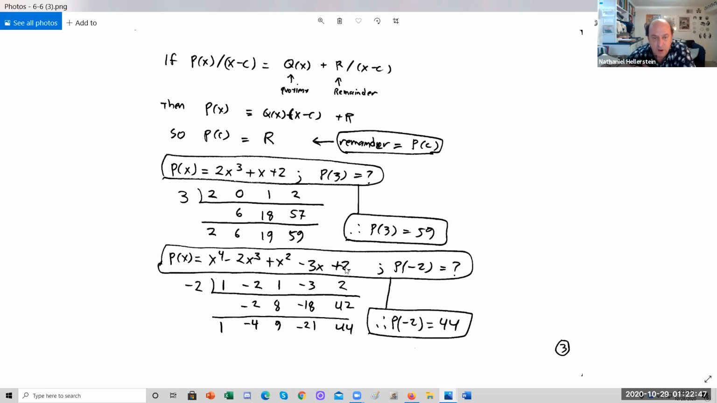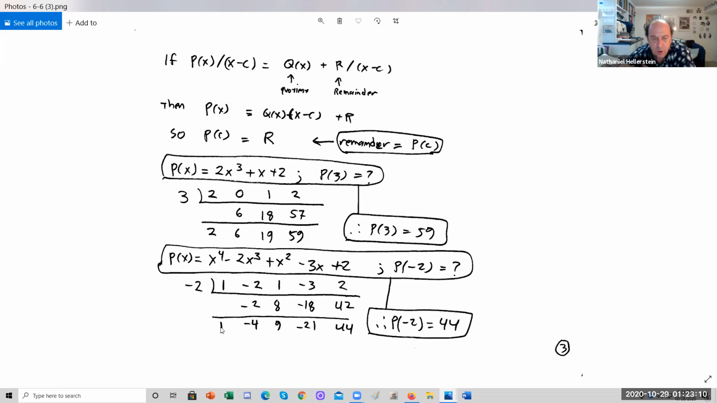Okay, so we have this 4th degree polynomial. I want to find its value at -2. So put the coefficients 1, -2, 1, -3, 2. Here, 1, -2, 1, -3, 2. Put -2 out here. And the zigzag is adding going down, and going up and to the right, we multiply by -2.